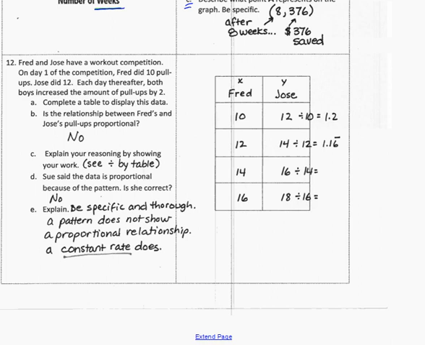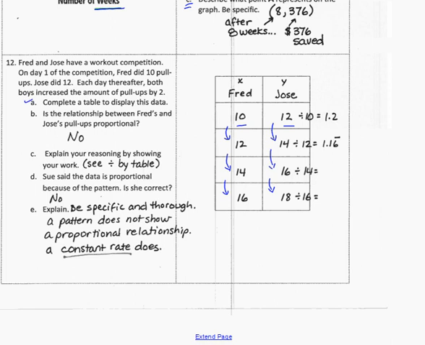Question 12. Jose and Fred have a workout competition. On day 1 of the competition, Fred did 10 pull-ups, Jose did 12. Okay, so here's their first data, 10 and 12. Each day thereafter, both boys increased the amount of pull-ups by 2. So here, you've added 2, you've added 2, you've added 2, and the same here. And that's how you fill in your data chart.